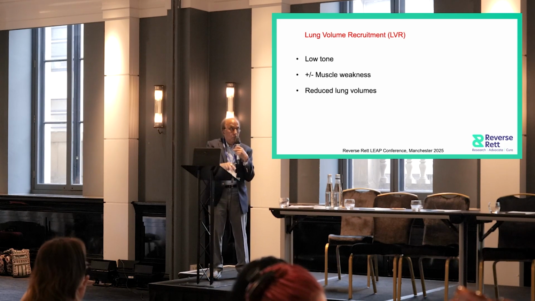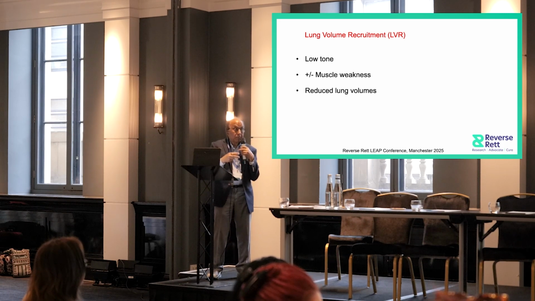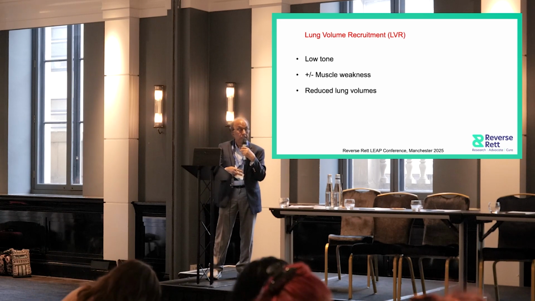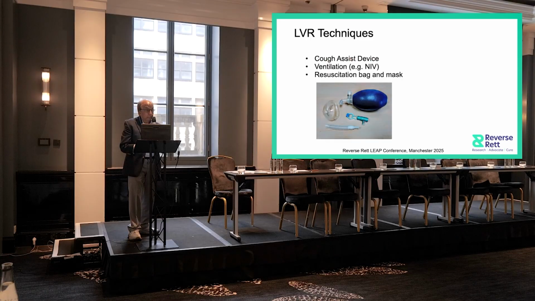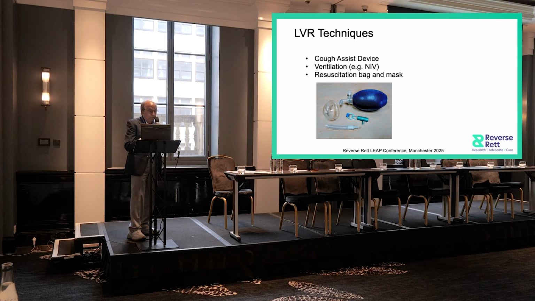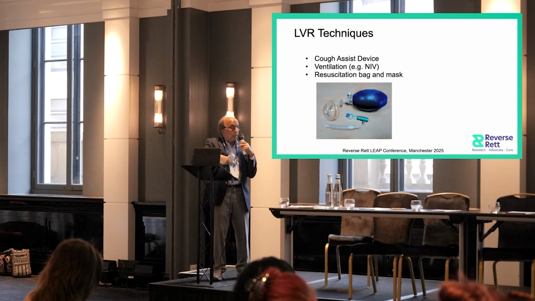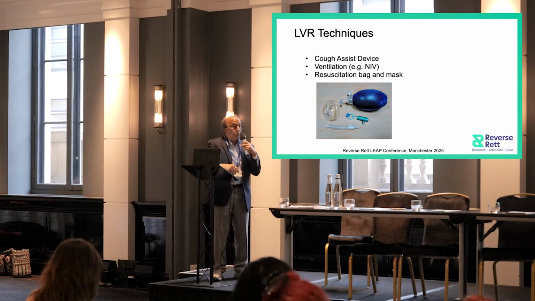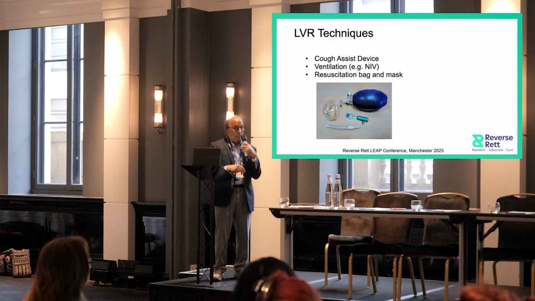Now, we talked about the low tone, we talked about the muscle weakness maybe in some patients, we talked about the reduced lung volume, and we talked about lung recruitment by using the cough machine. But there is another way which is very cheap, very simple. We can use this resuscitation bag, this blue colored Ambu bag, with a mask and a tube attached to it. You have the mask on the face, you inflate the lungs by pressing this inflatable Ambu bag and expanding the chest, waiting for a few seconds and releasing it.